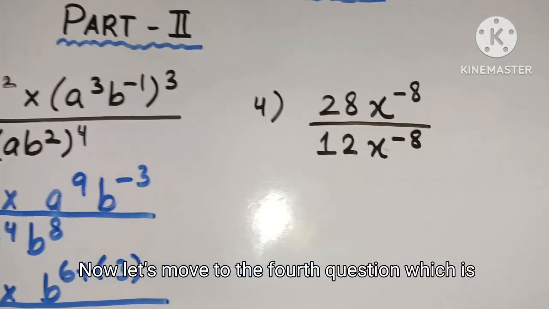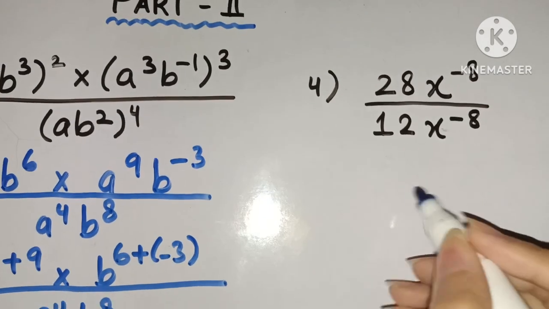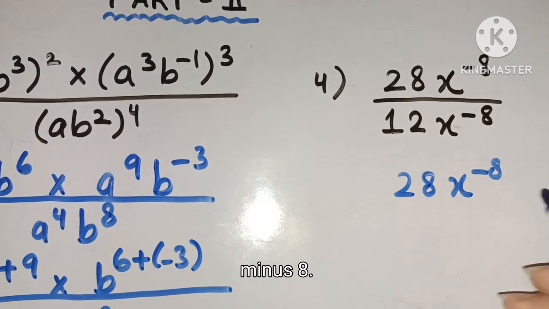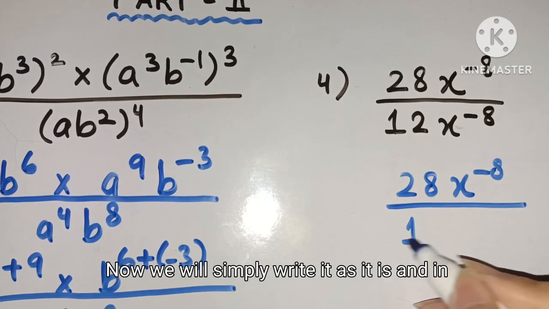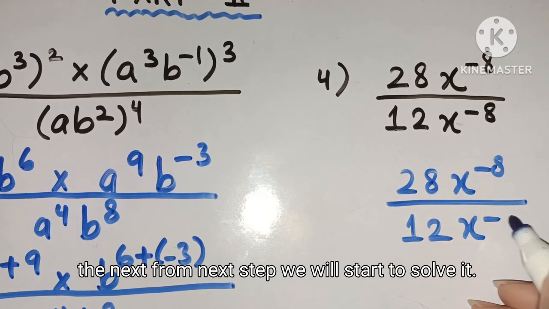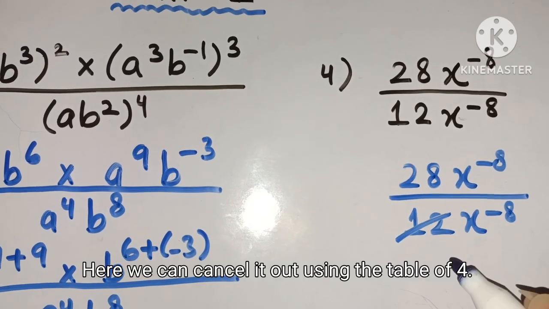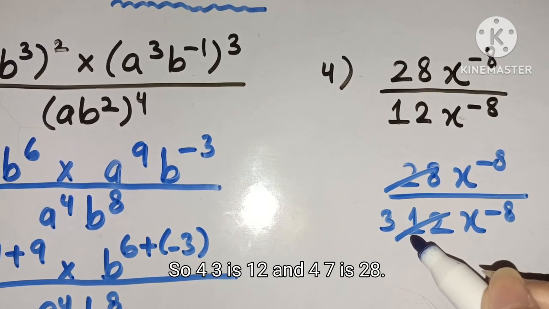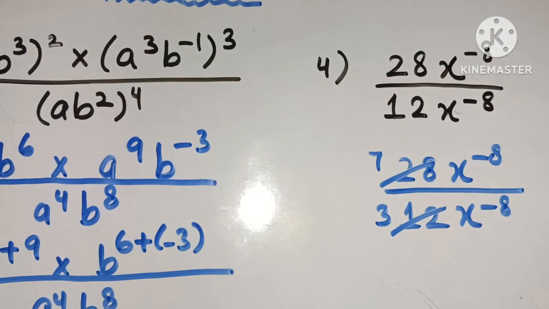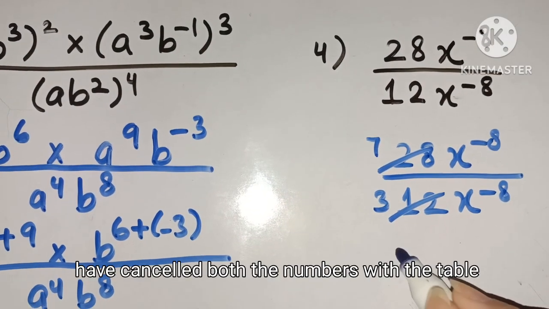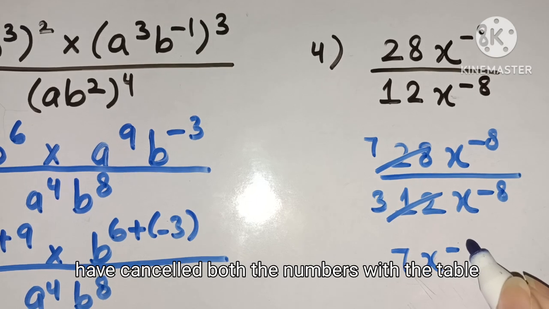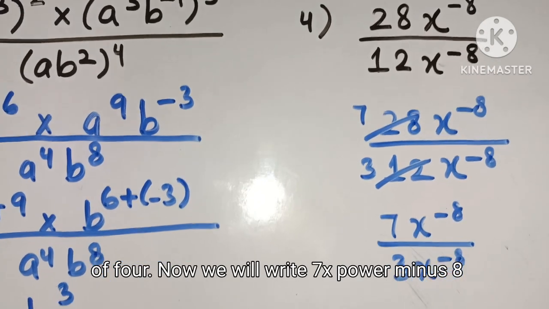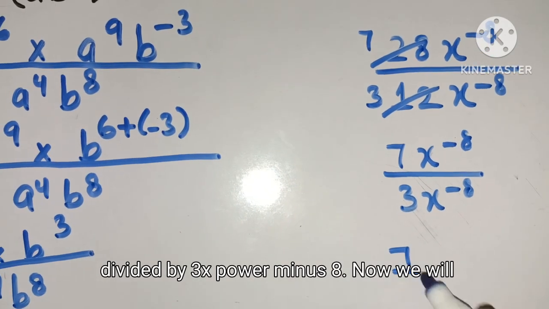Now let's move to the fourth question, which is 28 x power minus 8 divided by 12 x power minus 8. Now we will simply write it as it is, and in the next step we will start to solve it. Here we can cancel it out using the table of 4. So 4 3s is 12 and 4 7s is 28. We have cancelled both the numbers with the table of 4. Now we will write 7x power minus 8 divided by 3x power minus 8.